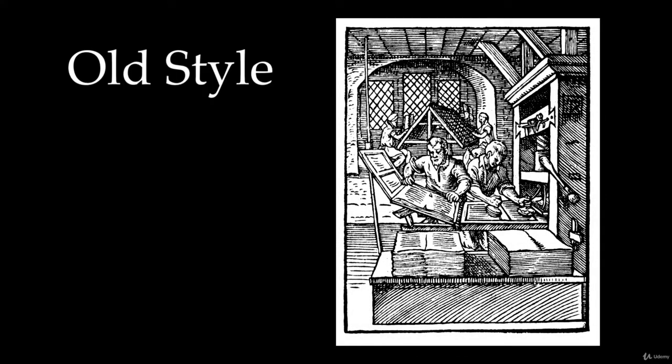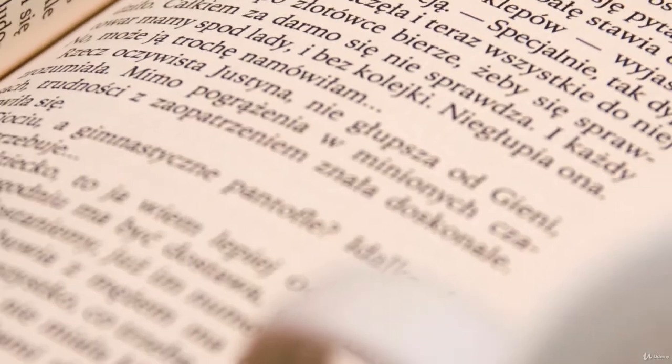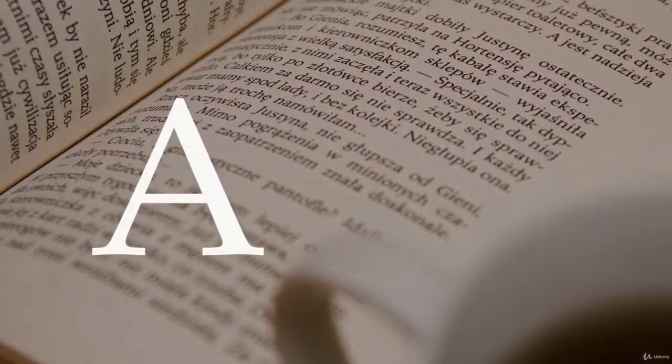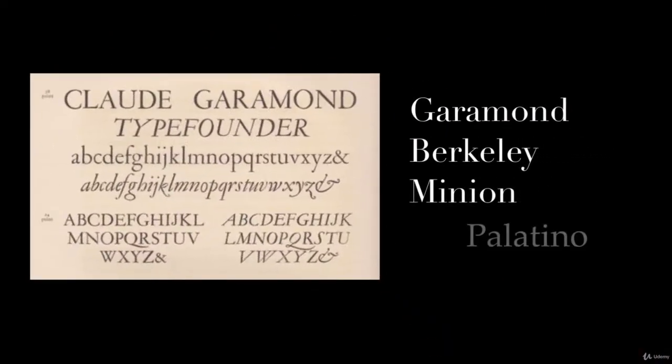Old style was used back in the olden days, where ye olde was a real phrase. Italian printers were interested in creating a type that was easy to read for book printing. Old styles are very easy to read in printed form, because there's not a large difference or contrast in the thickness of the lines. Great examples of an old style font would be Garamond, Berkeley, Minion, and Palatino.